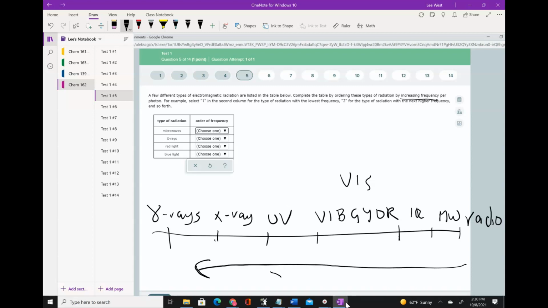So frequency increases to the left. So we're going to start on the far right and work towards the left. So let's see what we've got.